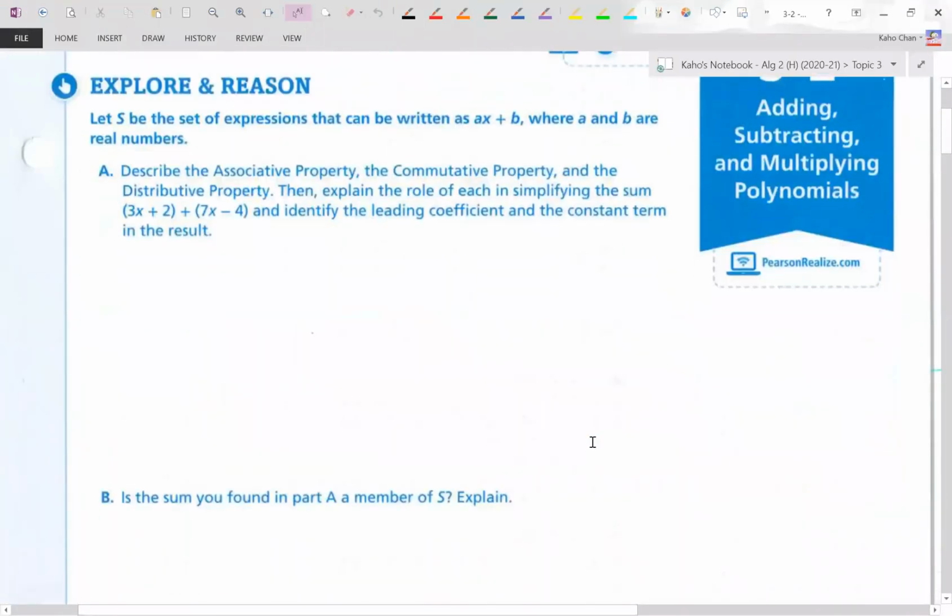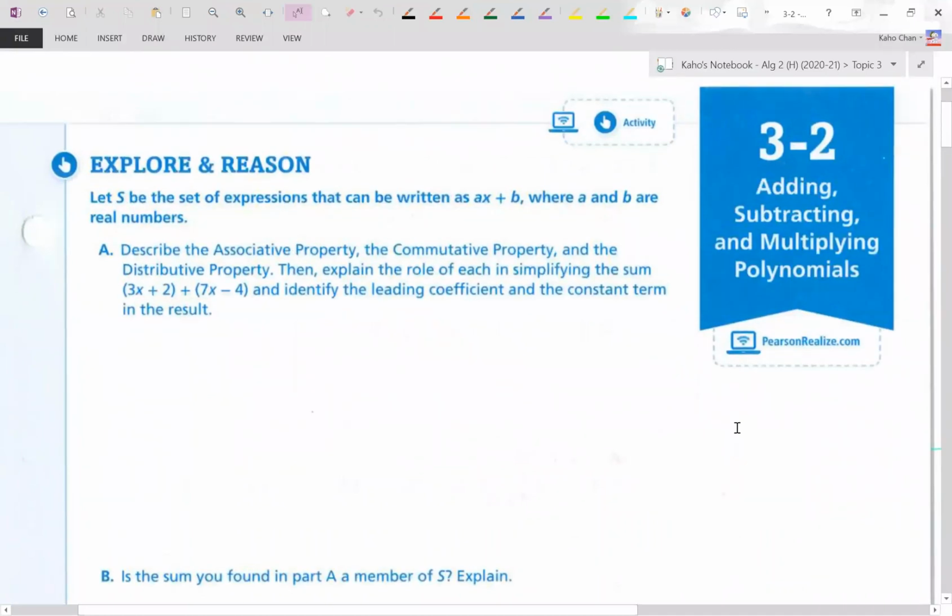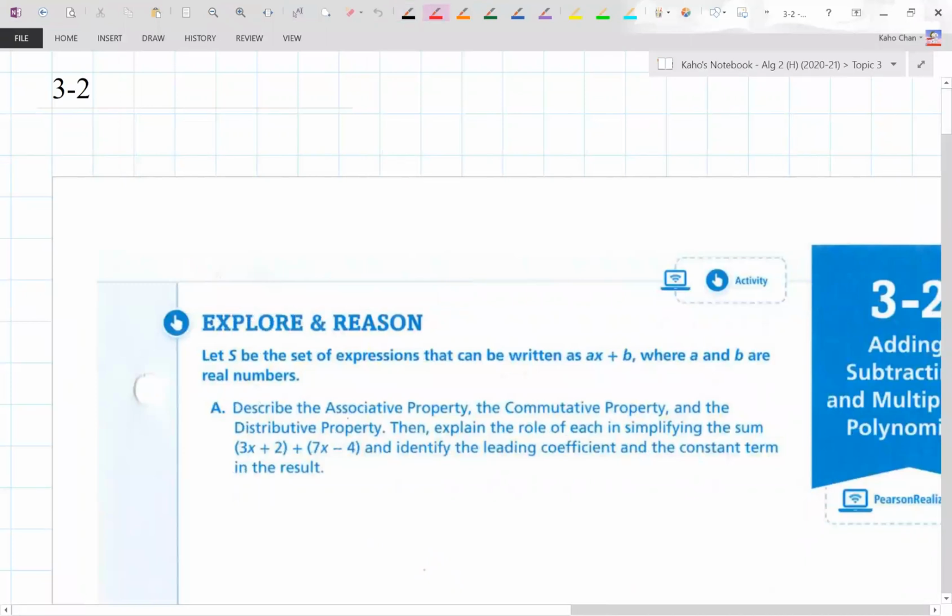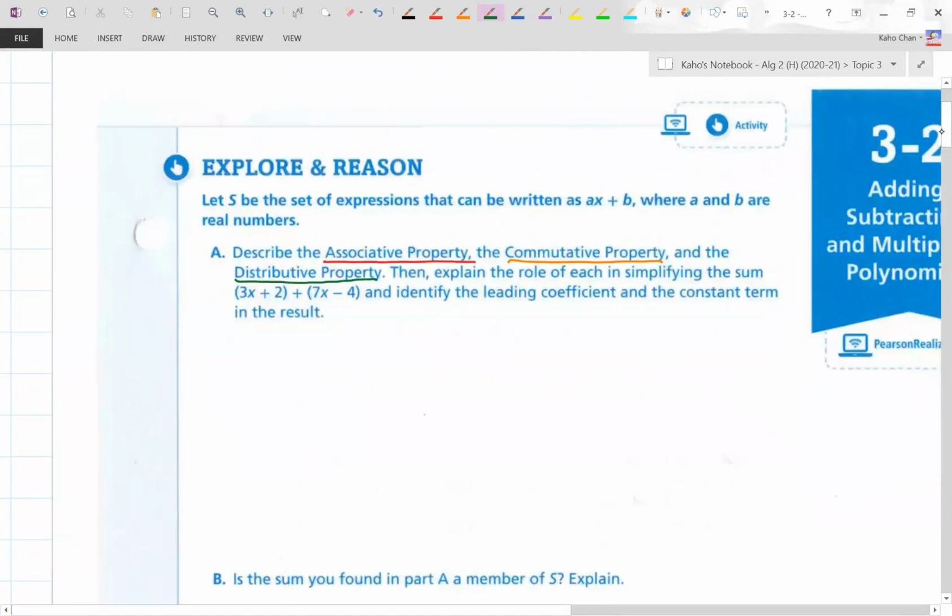So the opener focuses on some properties that we learned in Algebra 1 back in the old days. We have something called the associative property. We have the commutative property. And of course, the distributive property. Let's go ahead and summarize those properties, starting with associative.